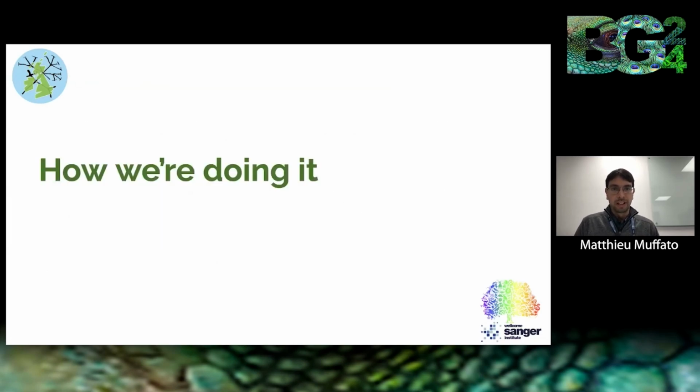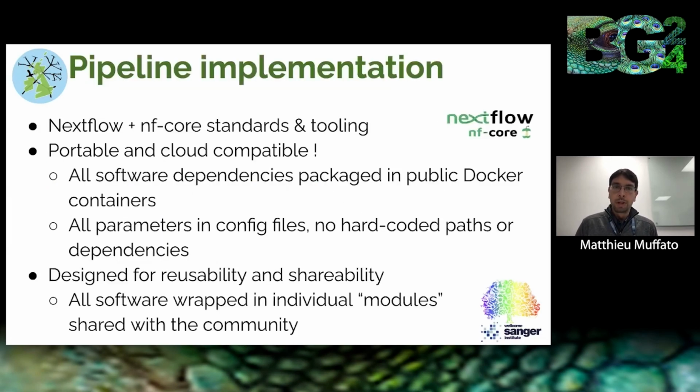So how are we doing that? We have chosen to use Nextflow to implement the pipelines, and we follow the standards and ways of working of the nf-core community. And that means that all our pipelines are portable and cloud compatible. All software dependencies are packaged in containers. All parameters are in configuration files. We don't hard code any specific paths or dependencies in the pipeline.